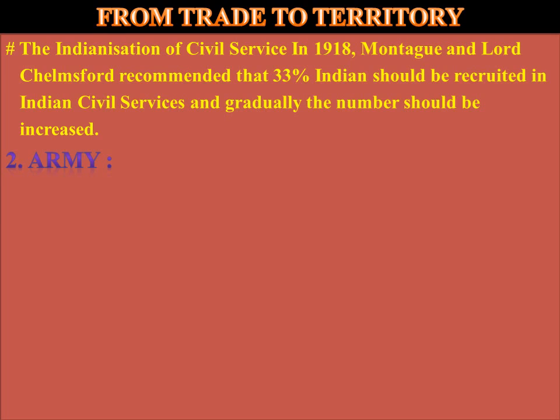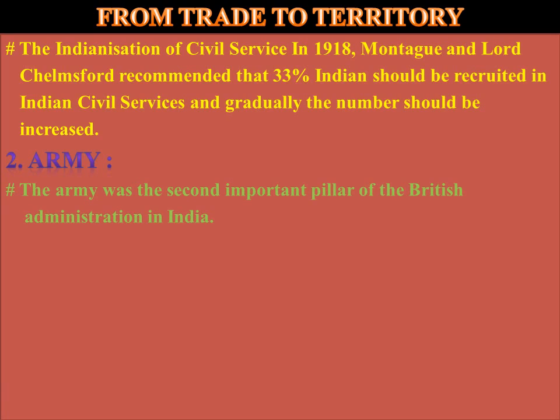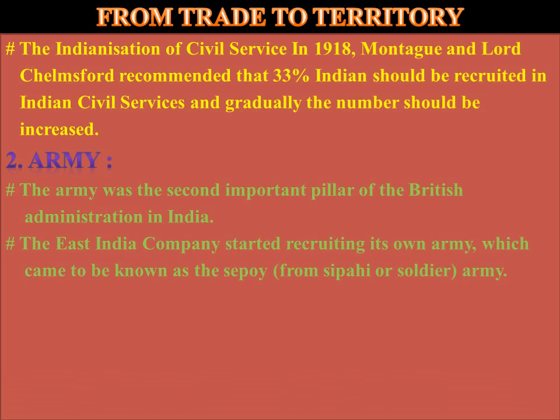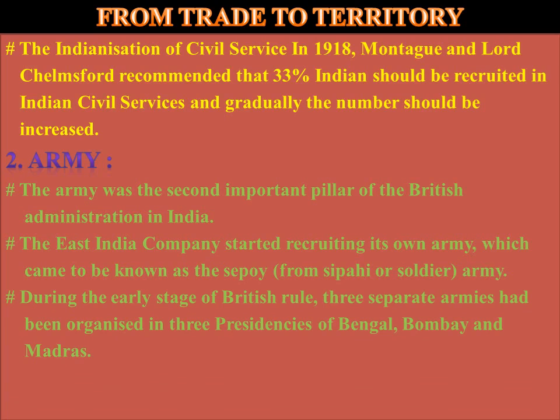The army was the second important pillar of British administration in India. The East India Company started recruiting its own army, which came to be known as Sepoy. The Sepoy army was trained and disciplined according to European military standards and was commanded by European officers in the battlefield. During the early stage of British rule, three separate armies had been organized in three presidencies of Bengal, Bombay, and Madras. The army had a great contribution in the establishment and expansion of British rule in India.